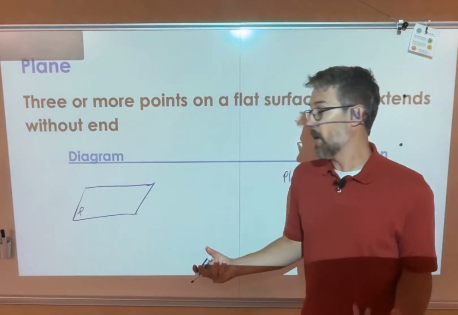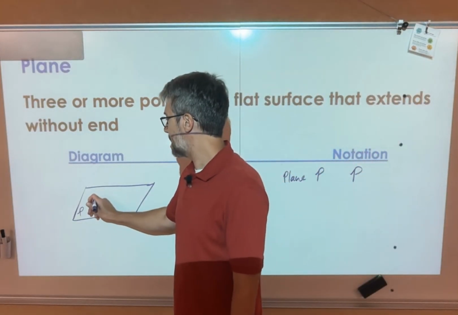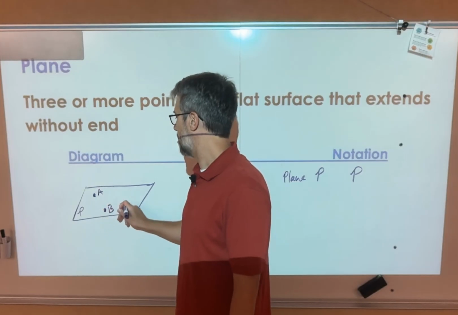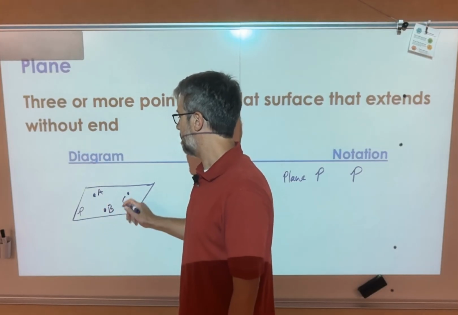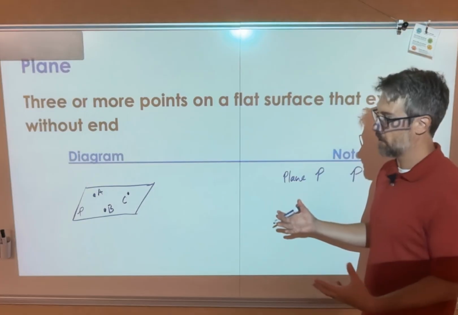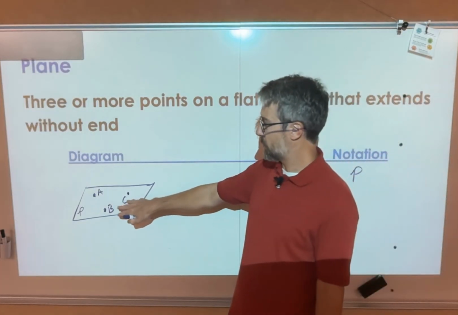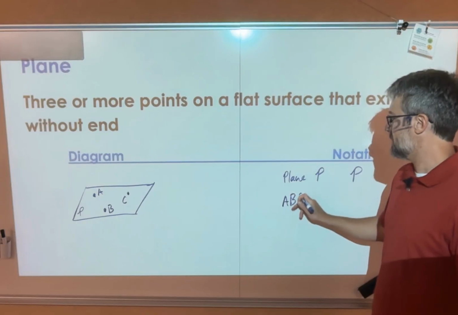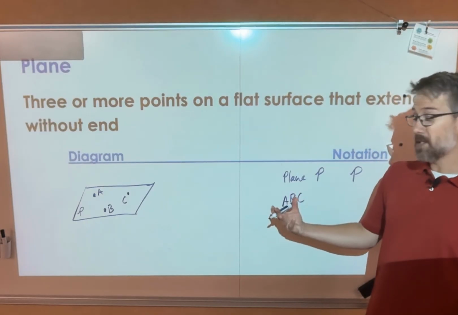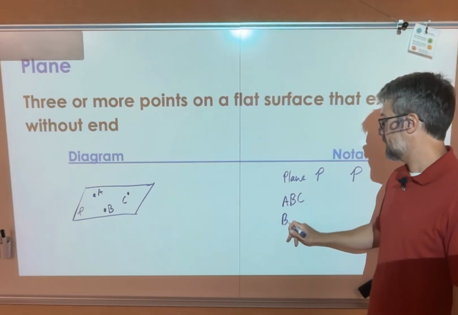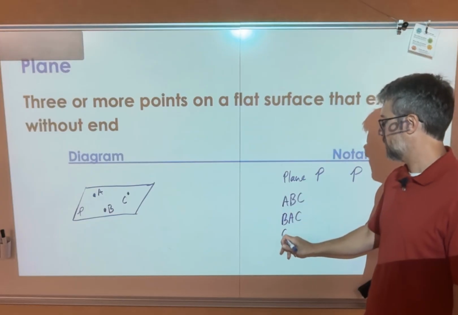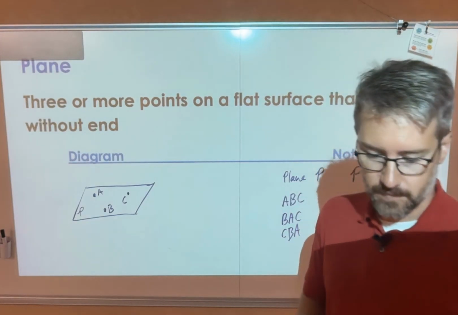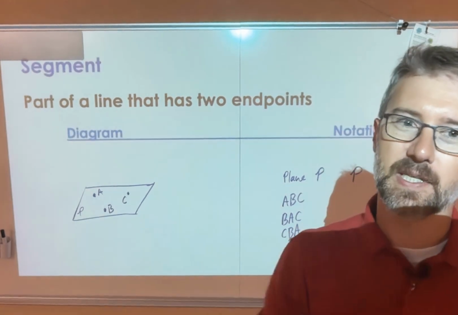A more common way that you're going to see it in this class probably is that there are three points on that plane which are labeled, and they may be part of lines or rays or segments or anything like that, but there's three points on there, so we could say that this is plane ABC. Again, order doesn't matter in this case, so we could say BAC or CBA or any other combination of those.